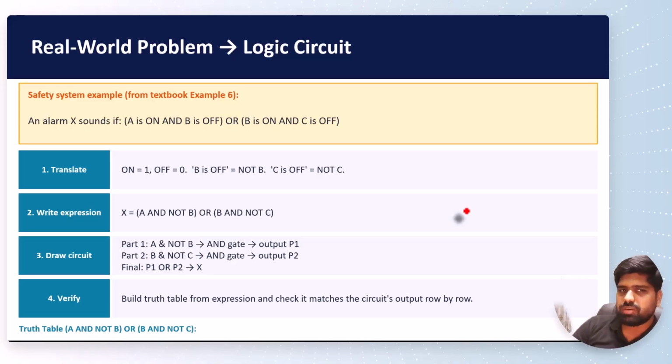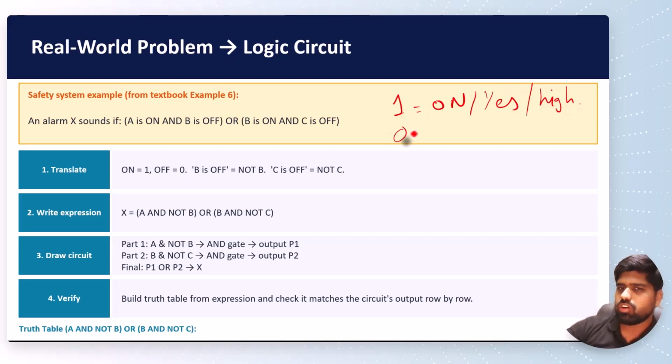They give you an alarm system. For this you have to understand that 1 stands for on. 1 is equal to on, or yes, or high. And 0 always stands for off, or no, or low. So these are the terms being used over here. They are giving an alarm system: alarm X sounds if A is on and B is off, or B is on and C is off.